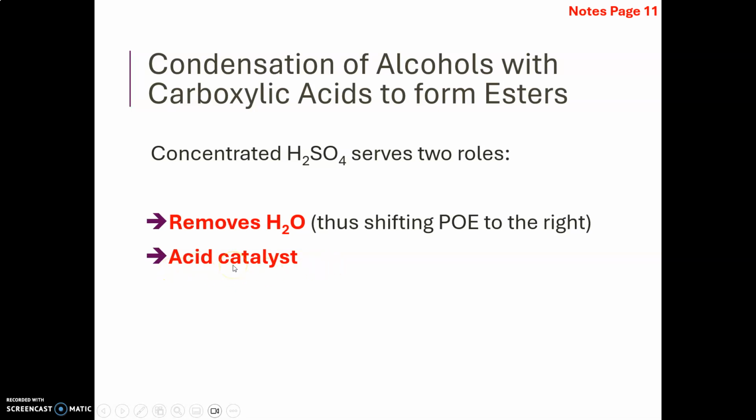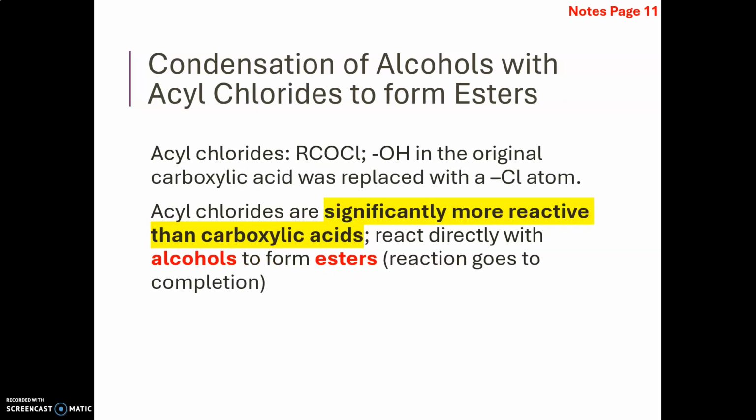So this concentrated sulfuric acid increases the equilibrium yield of ester, as well as speeds up the rate of reaction. But in spite of this, we still do not generally use carboxylic acids to react with alcohols to form esters. Instead, we try to use acyl chlorides instead.